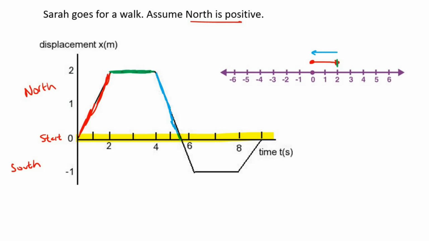Okay. Then for this part, she is now going in a south direction. She's now going to the south of the starting position. So she's going 1 meter to the south. So there. Okay. And then over here, there's no movement at all. So there's no movement over there.